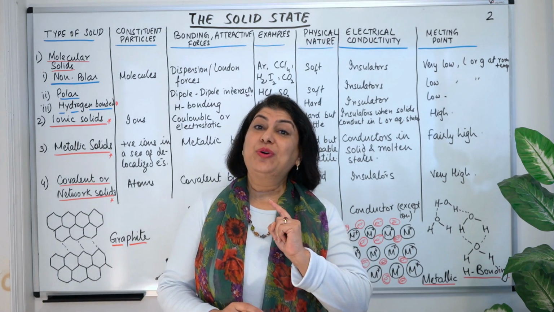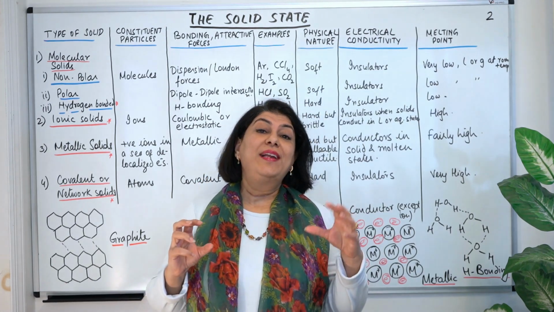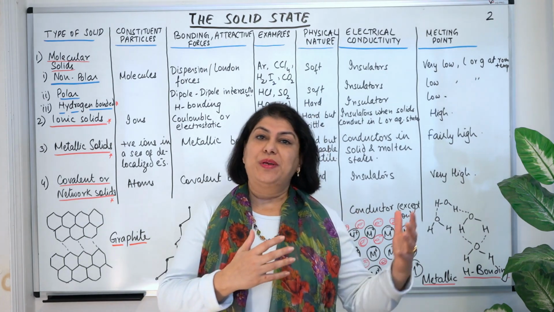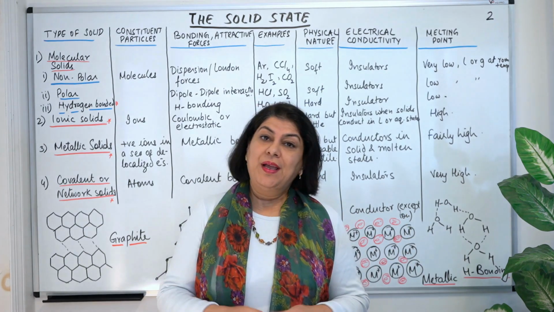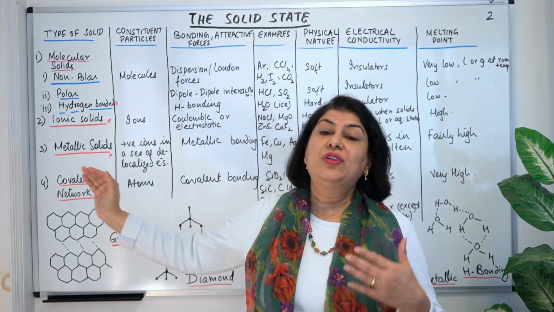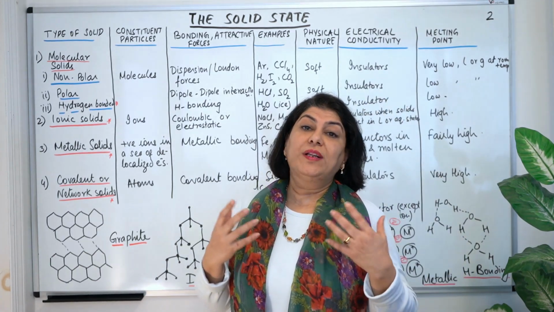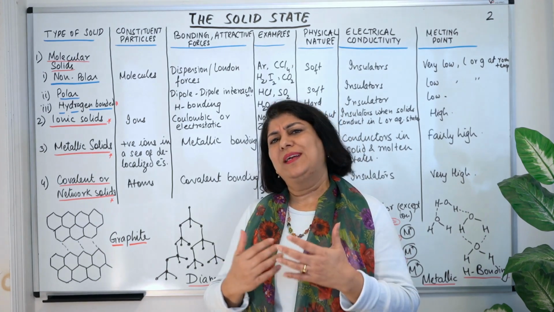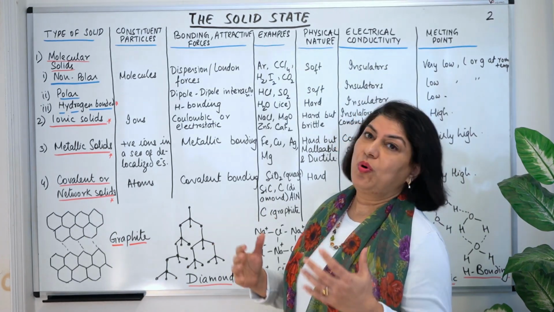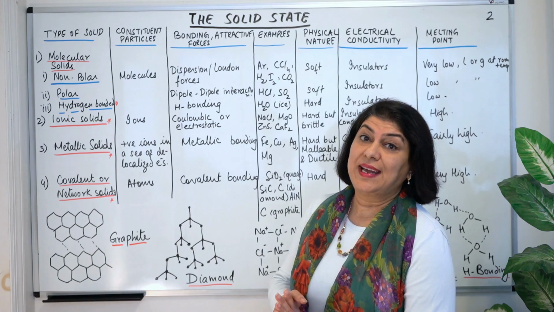In part 1, I told you that we can classify solids into crystalline solids and amorphous solids on the basis of the kind of arrangement of their constituent particles. We are now going to classify solids in this video into 4 different categories based on their constituent particles, what the constituent particles are like and what the kind of bonding is between them. So on the basis of their bonding or the constituent particles, we can classify solids into 4 main categories.